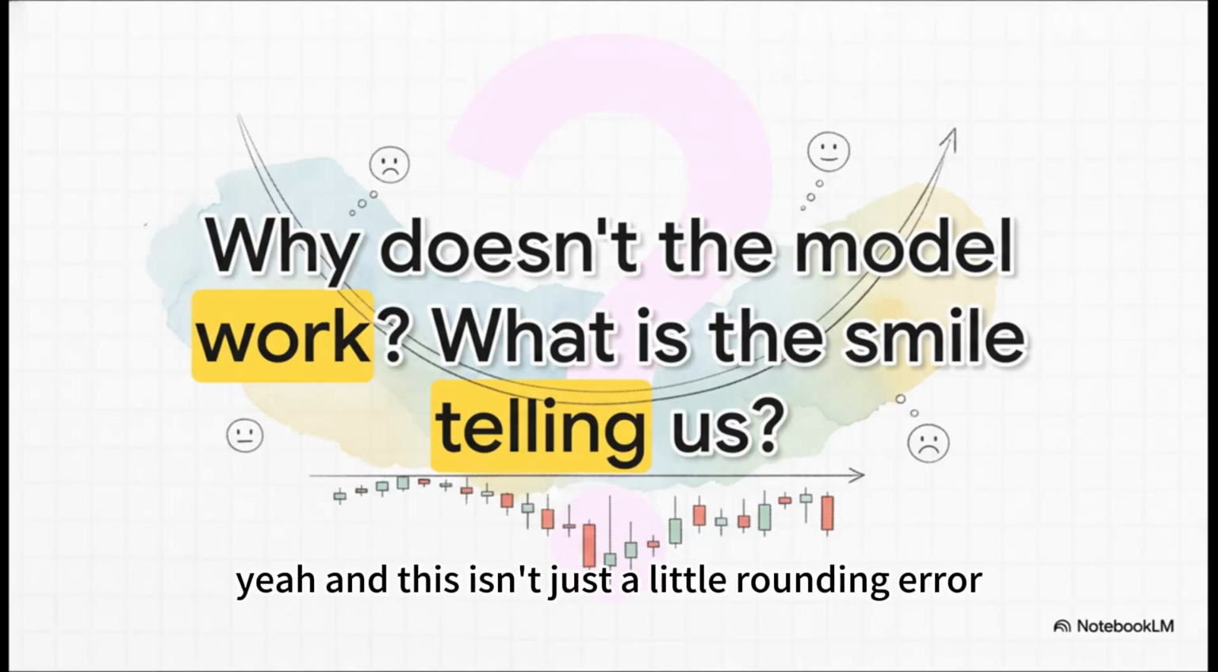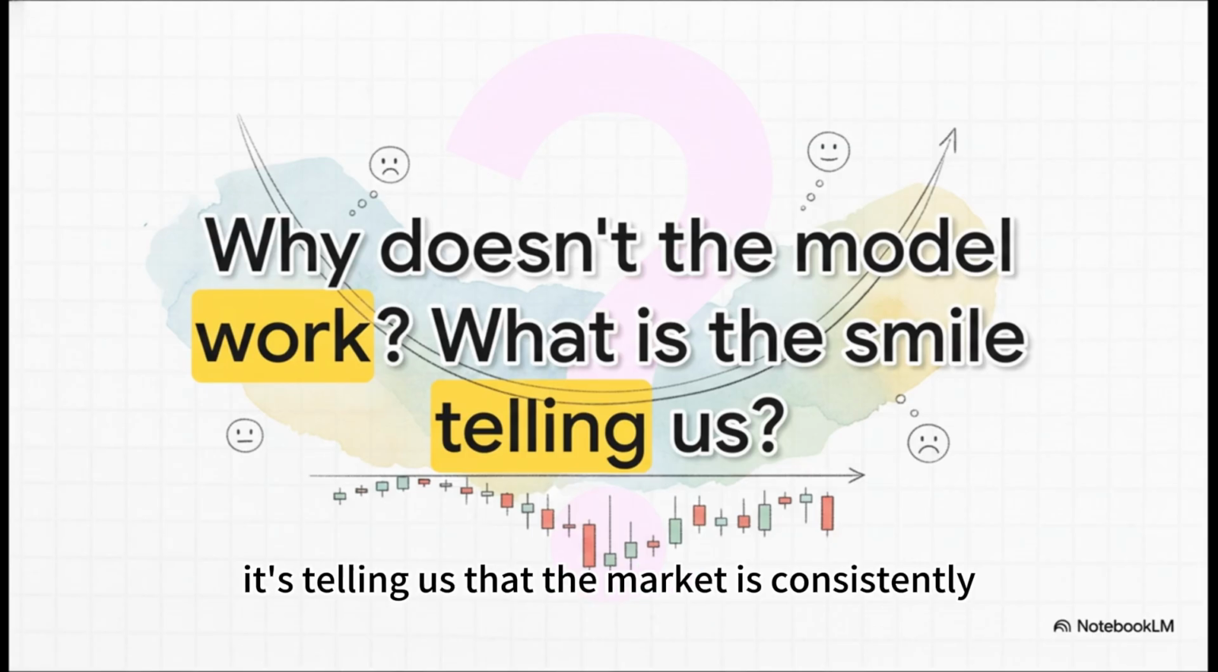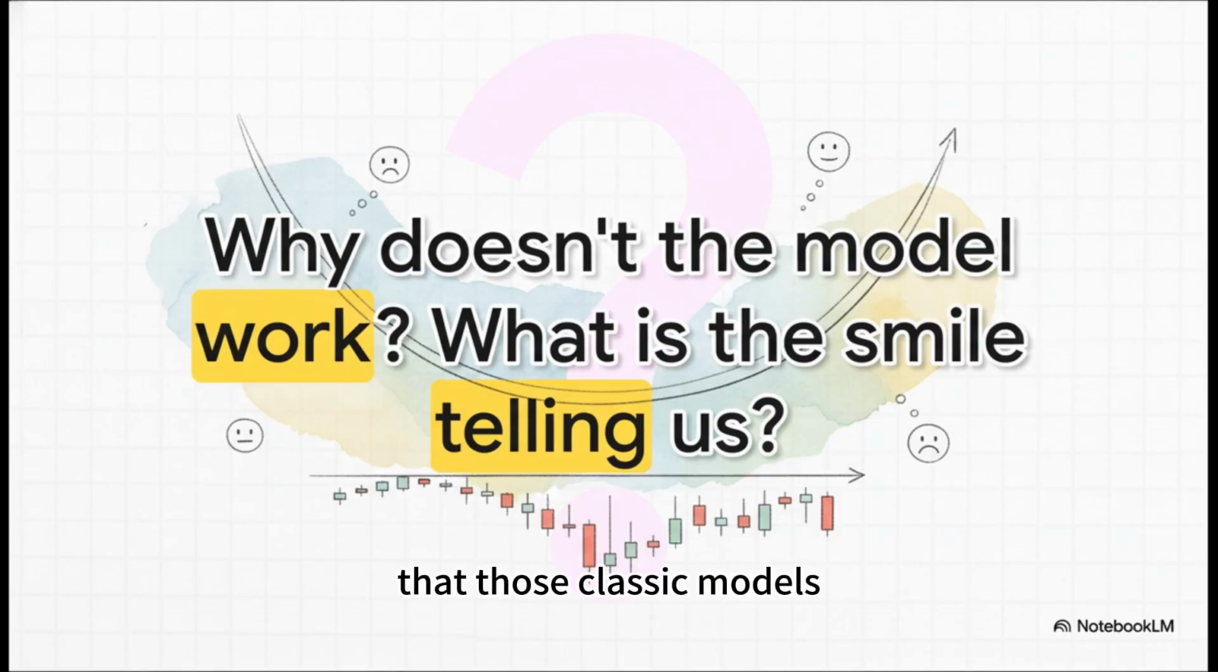Yeah, and this isn't just a little rounding error we're talking about. It's a huge, fundamental crack in the theory. It's telling us that the market is consistently pricing risk in a way that those classic models, well, they just can't handle. Which brings us to the big question we're going to unpack today.